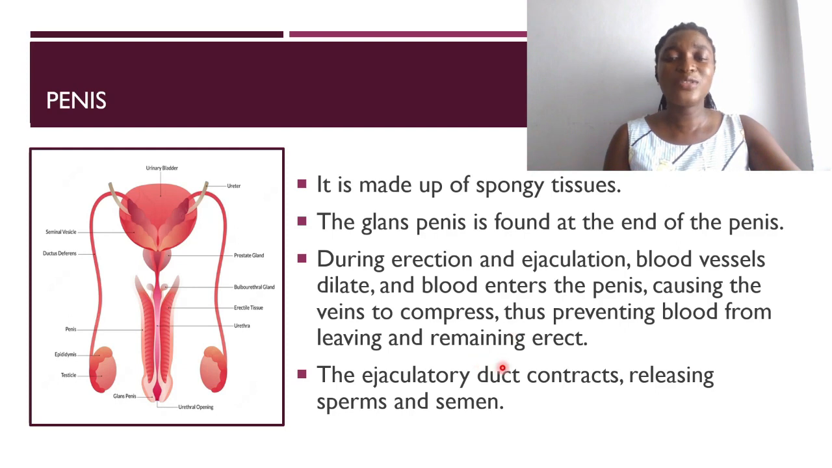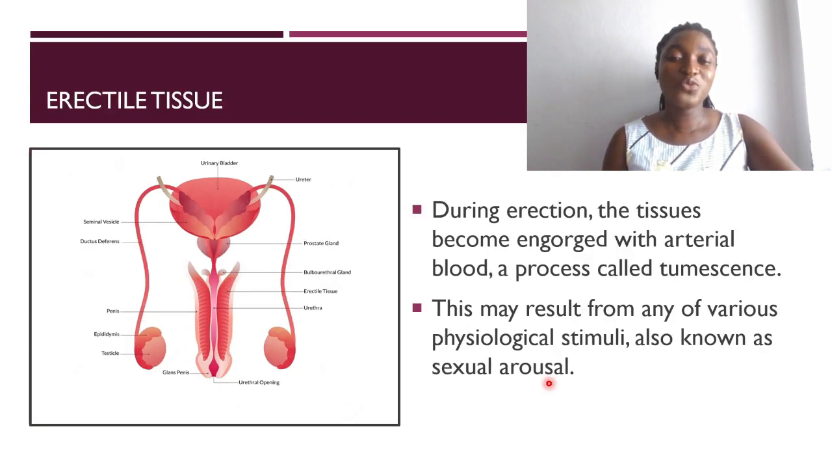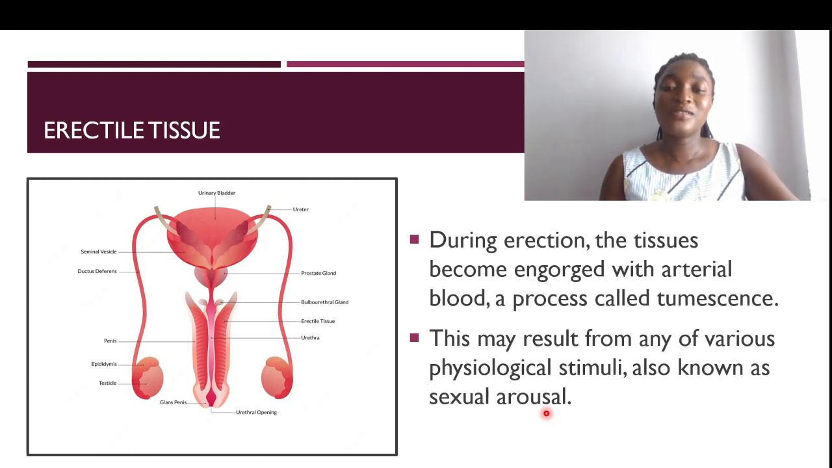Ejaculation occurs when the ejaculatory duct contracts, releasing sperms and semen out into the penis and subsequently out of the urethra. These processes are facilitated by the nerves known as the parasympathetic and sympathetic nerves. More on that later. Now, we already mentioned the tissues which become engorged with arterial blood. This entire process of getting engorged with arterial blood is referred to as tumescence, and it may result from any of various physiological stimuli known as sexual arousal.